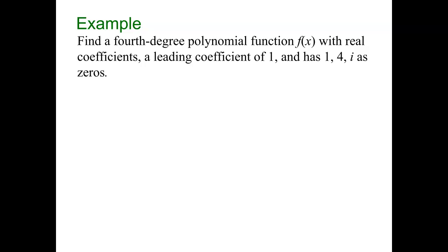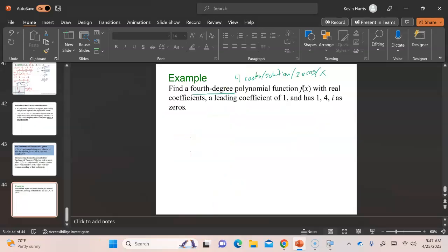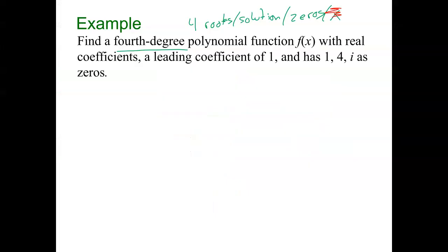Find a 4th degree polynomial, which means I have to have how many roots? 4. I need to have 4 roots. 4 roots. Or solutions. Or zeros. Or not necessarily x-intercepts, because they might be imaginary. Alright? 4 roots, solutions, or zeros.